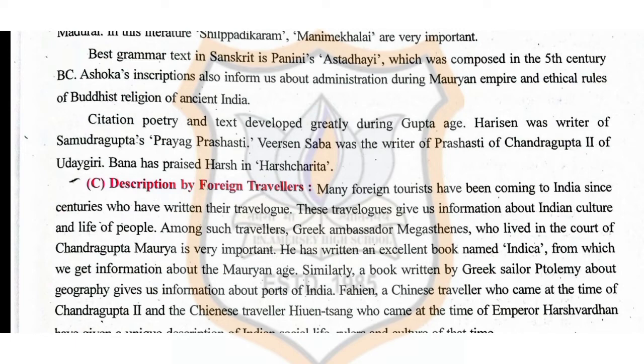Poetry and text developed greatly during the Gupta age. Harisen was the writer of Samudragupta's Prayag Prashasti. Veersen Sabha was the writer of the Prashasti of Chandragupta II of Udaygiri. Bana has praised Harsh in Harsh Charita.